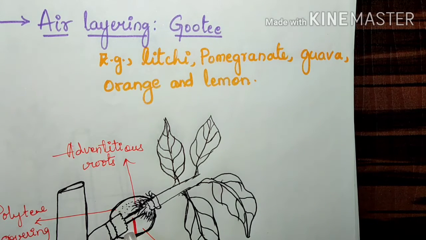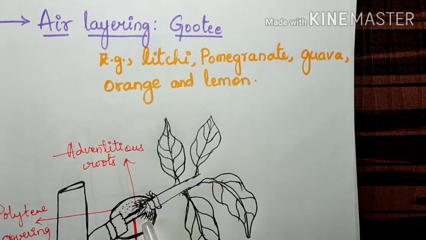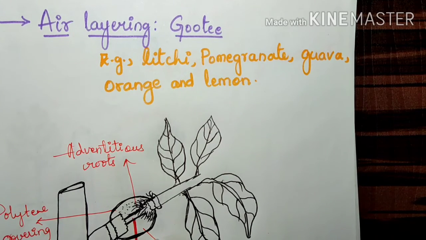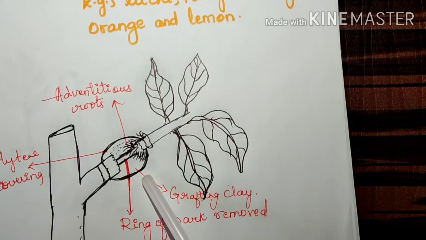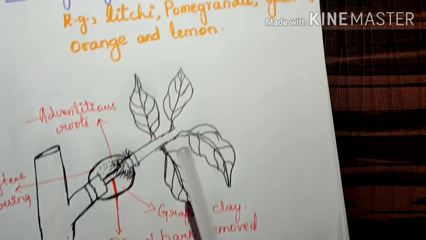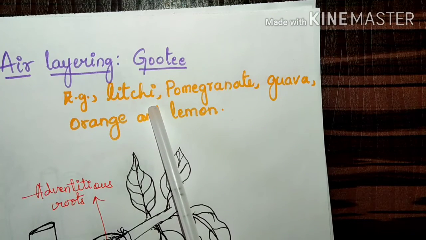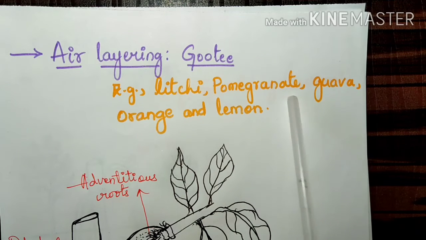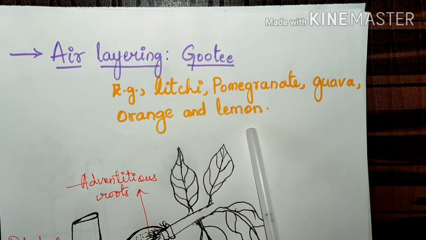After 2 to 3 months, the roots appear and the shoot is removed below the bandaged region to be used for planting. This method of layering can be used in the propagation of lychee, pomegranate, guava, orange and lemon.